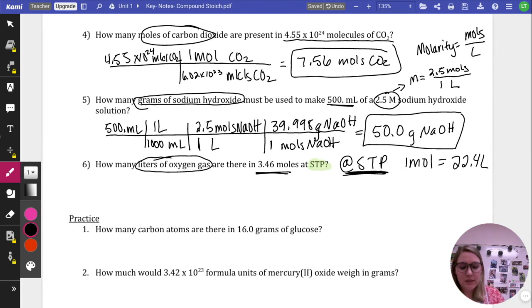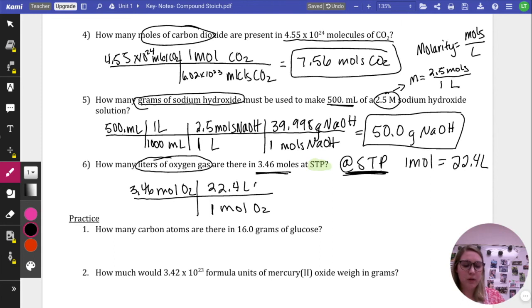All right, so once again, we take what's given. So that is 3.46 moles of oxygen. Moles is not what I want, so we're going to drop it low. And I know that 1 mole of oxygen is 22.4 liters of oxygen. Okay, liters is what I want, so multiply across the top, divide by the bottom, and 3 sig figs, so I got 77.5 liters of oxygen.